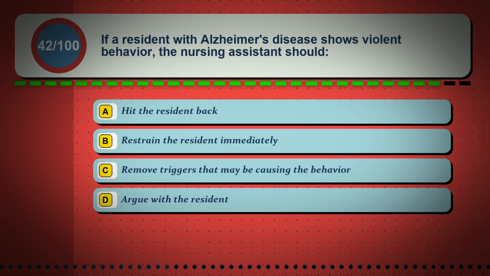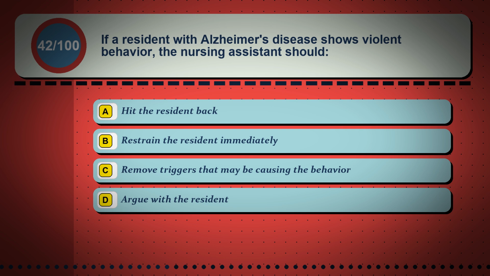Question 42. If a resident with Alzheimer's disease shows violent behavior, the nursing assistant should: Option A. Hit the resident back. Option B. Restrain the resident immediately. Option C. Remove triggers that may be causing the behavior. Option D. Argue with the resident.